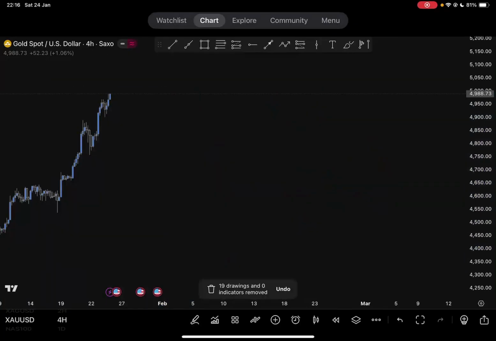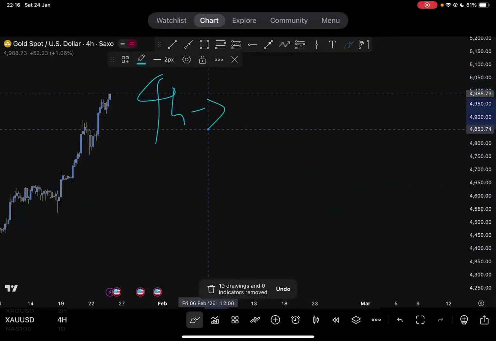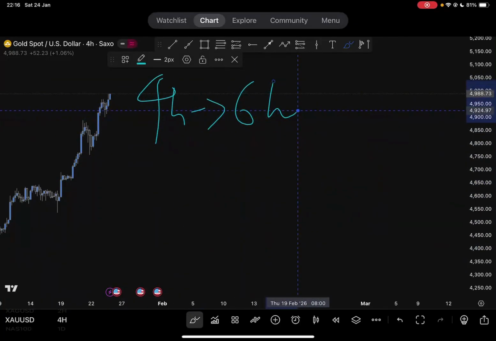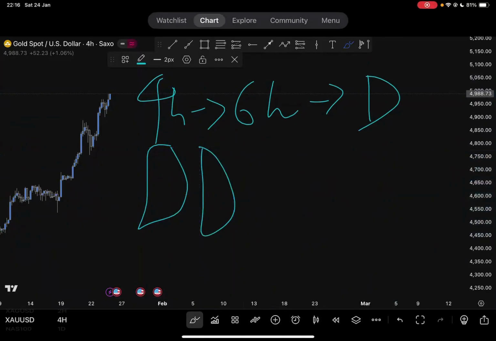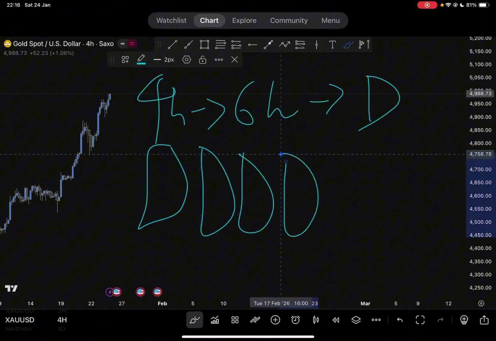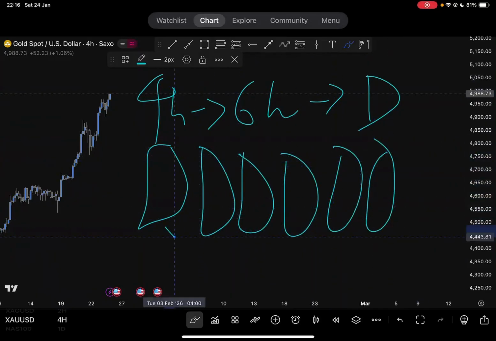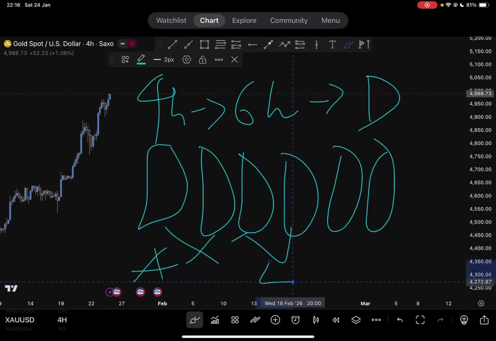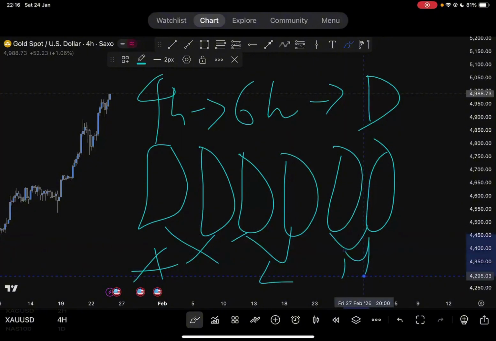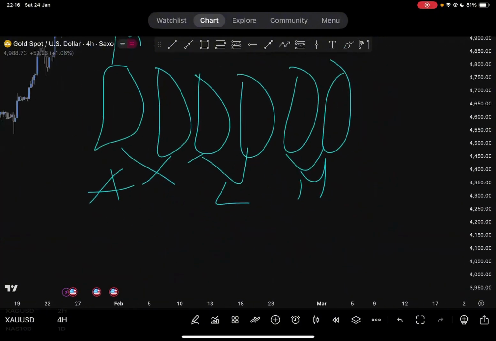From the 4 hours time frame, we know that we have 6 4-hour candles in a day. So what does it mean? We have 6 4-hour candles. The first 2 are Asia, this is London, this is New York, right? Have you understood that we have this?